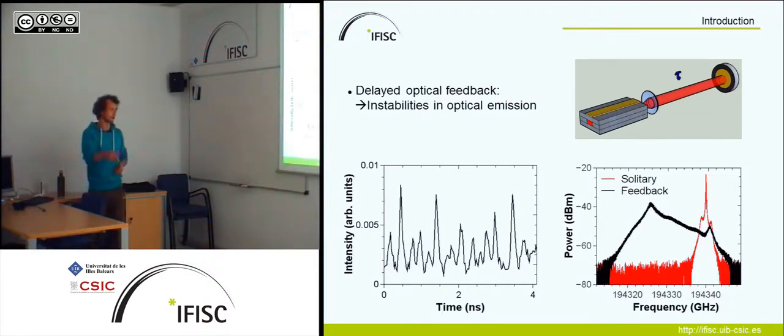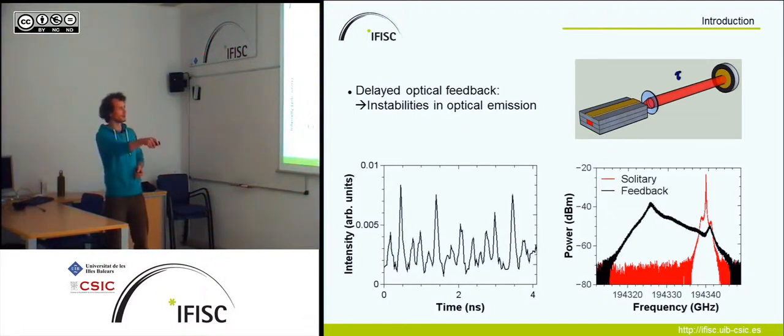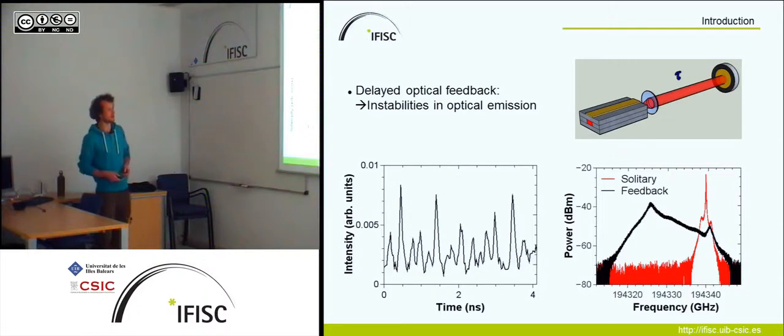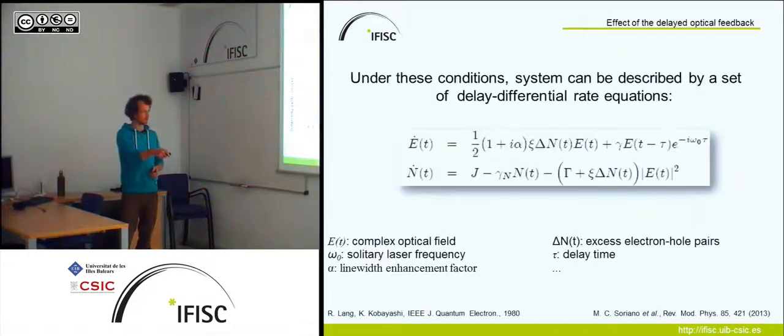The other one is if you look at the optical spectrum. Here in red you see the laser emission without delayed optical feedback, and with only a few percent of feedback coupled back into the laser, it changes into this black curve, which is a really dramatic change: the spectrum broadens significantly and also changes in shape.